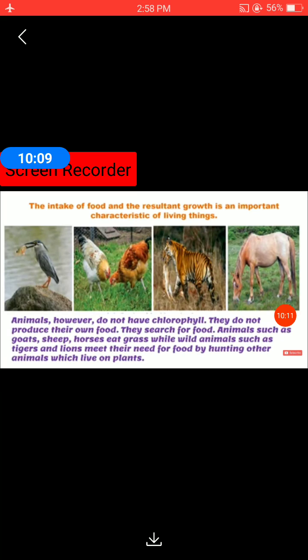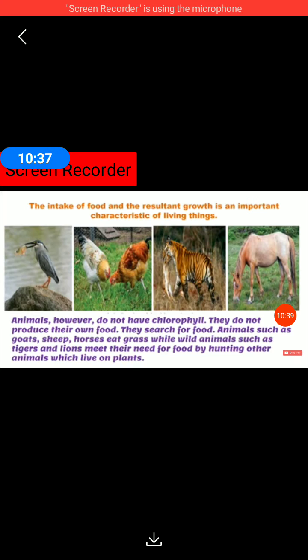Now we have studied how a plant makes its own food. But can you say animals prepare their own food? No. The intake of food and the resultant growth is an important characteristic of living things. Obviously, without food, living things cannot survive. They need food. Now, these animals do not have chlorophyll, obviously, because they are not green in color. They do not have chlorophyll. They do not produce their own food.